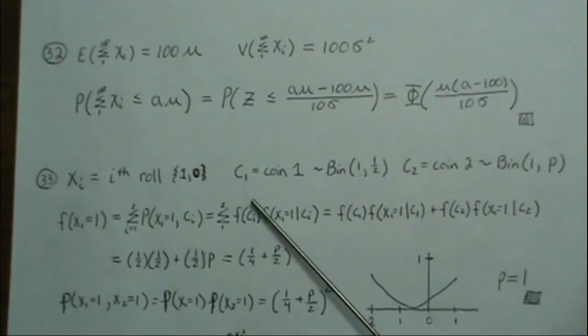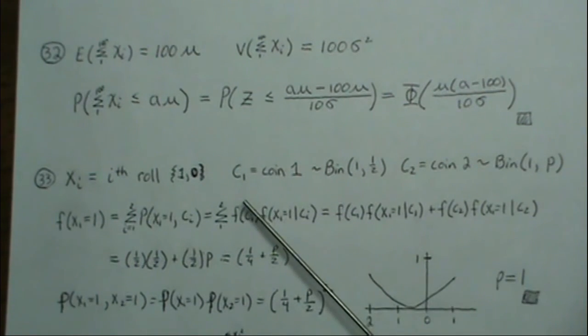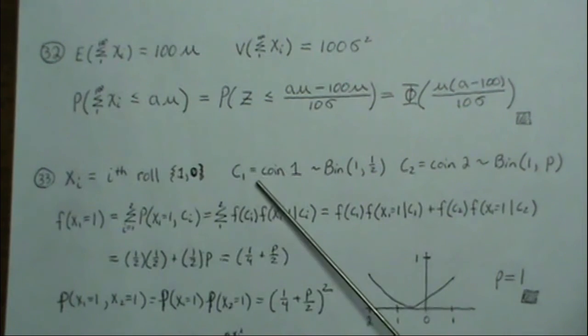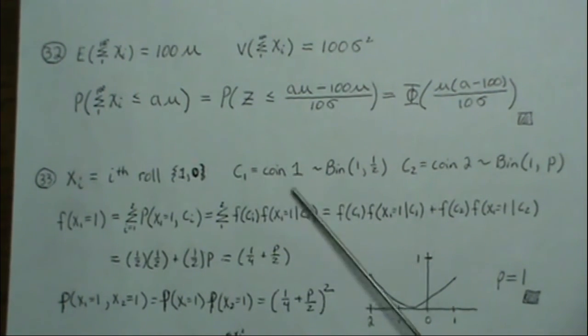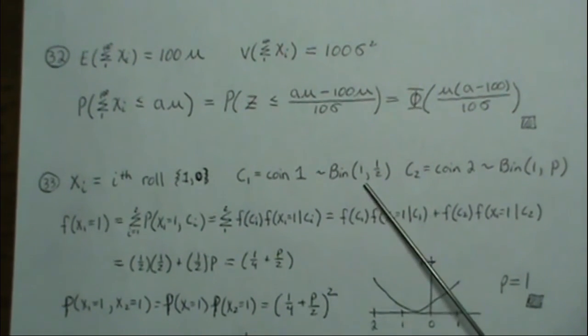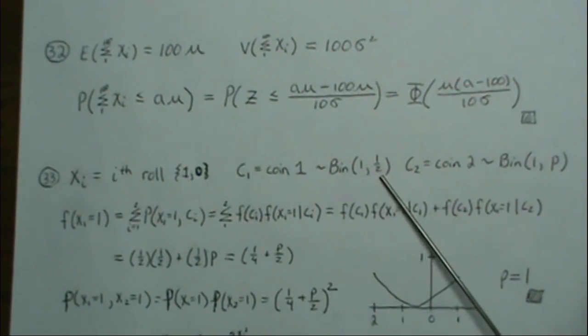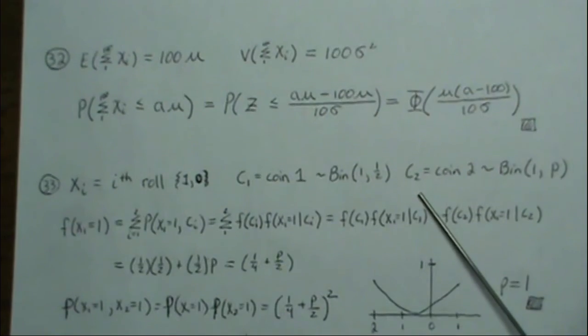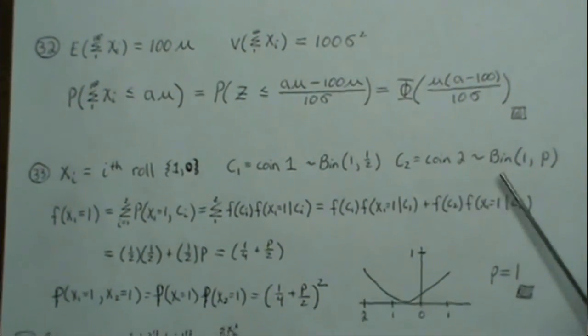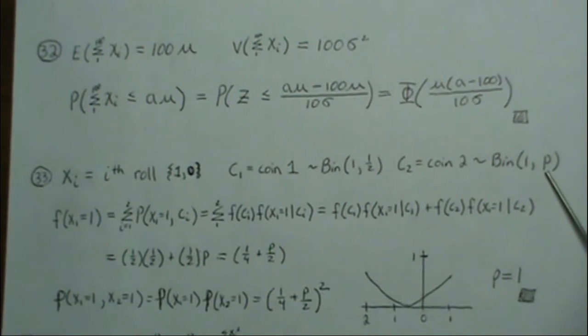And if we look at the specific coins, so we have coin 1. The flip of coin 1 is a binomial with 1 trial and parameter 1/2, and for coin 2, we don't know what the probability of a head is, so it's just p.